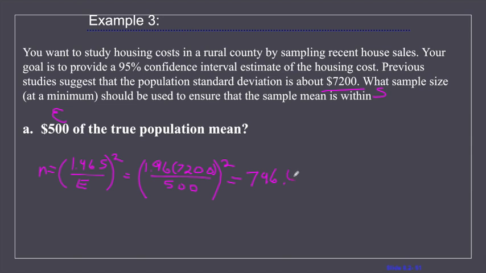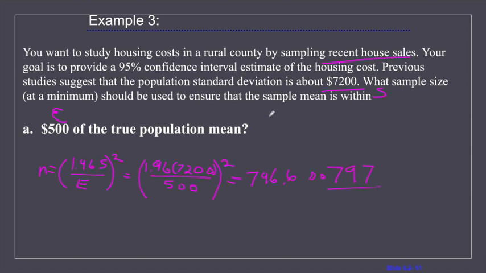So I would get a sample size of 796.6. Now, we need to remember to round up. N is always going to be a whole number, no decimals involved. I can't survey 796 houses, so I'm going to round this up to 797. So we're going to need to look at a minimum of 797 recent house sales.